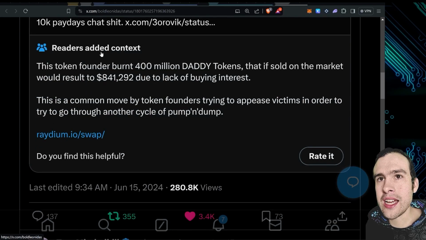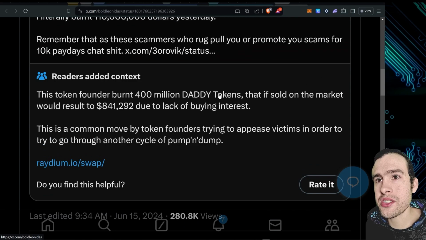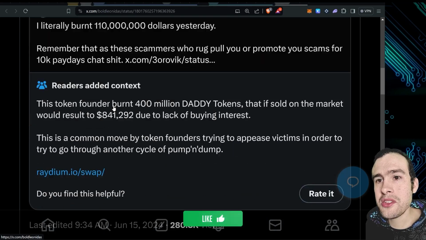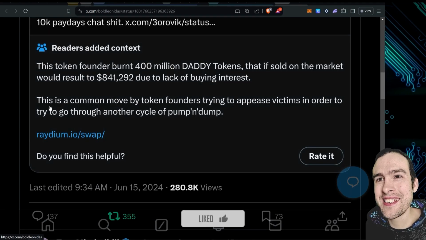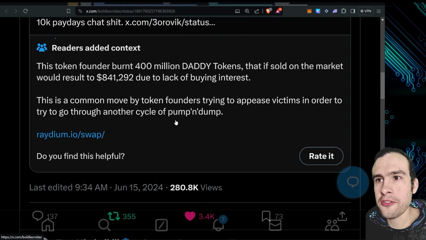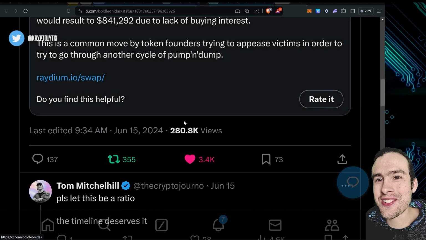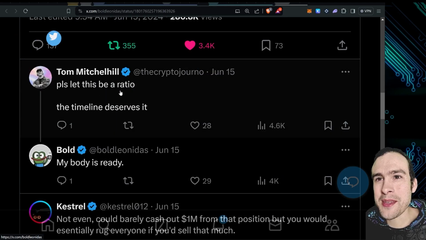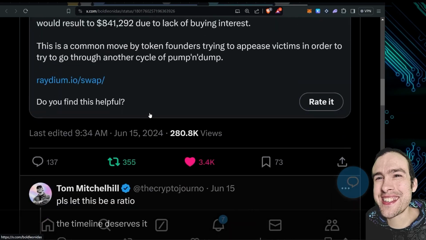But if you have a look here at the added context, the token founder burnt 400 million tokens that, if sold on the market, would result in $841,290 due to the lack of buying interest. There you go. So $110 million, nah, sorry. This is a common move by token founders trying to appease victims in order to try to go through another cycle of pump and dump. Wow, that's super critical. That's super critical. Please let me be a ratio. Like, the timeline deserves it.